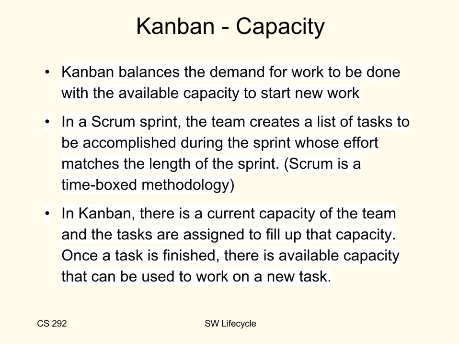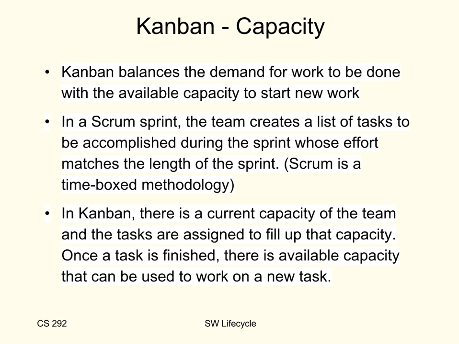So, capacity. Kanban balances the demand for work to be done with the available capacity to start new work. If you have N people on a team, and if you require that nobody works on more than one task at a time, then the capacity of the team is N. That would be when each person on the team has a task and each person is actively engaged in that task.